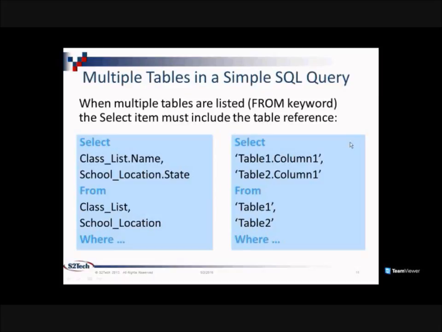Let's see if I can move on to the next one if we don't have any other questions. Okay. When multiple tables are listed in the from keyword section, the select item or select statement must include the table reference preceding the column name. So, in the example shown here, in the box on the left, we see I have two different data tables listed there. I have a data table called class_list that contains certain pieces of information. And I have a table called school_location, which contains different pieces of information.